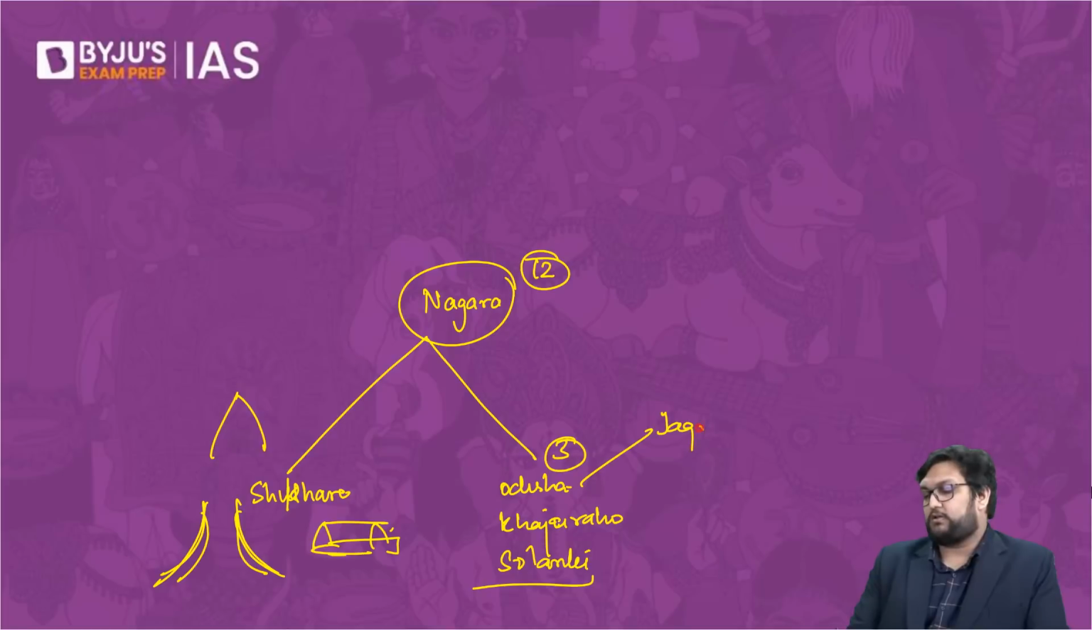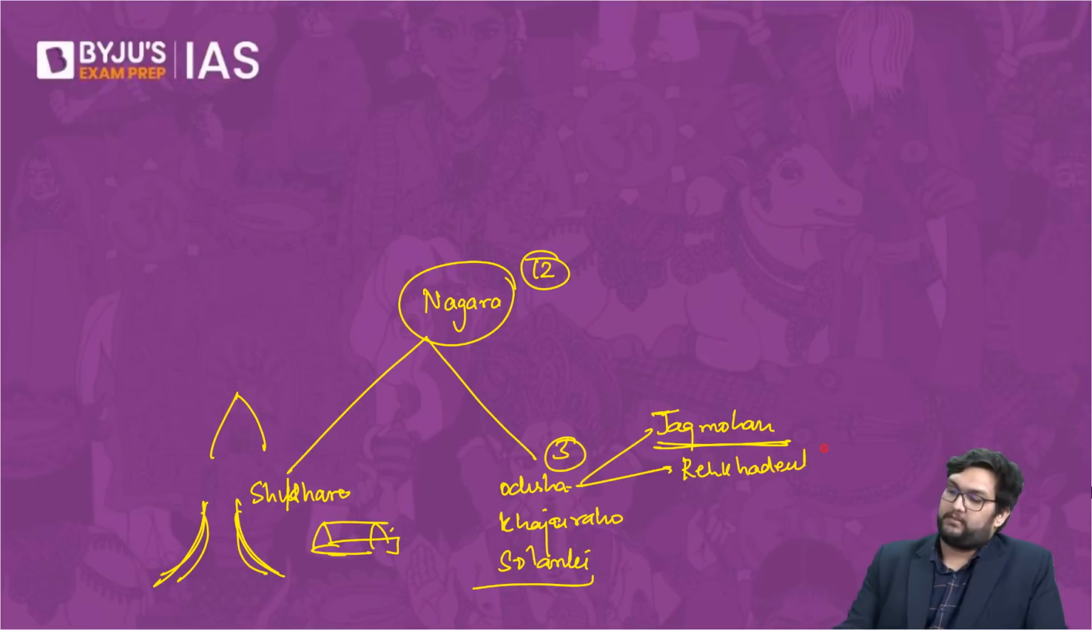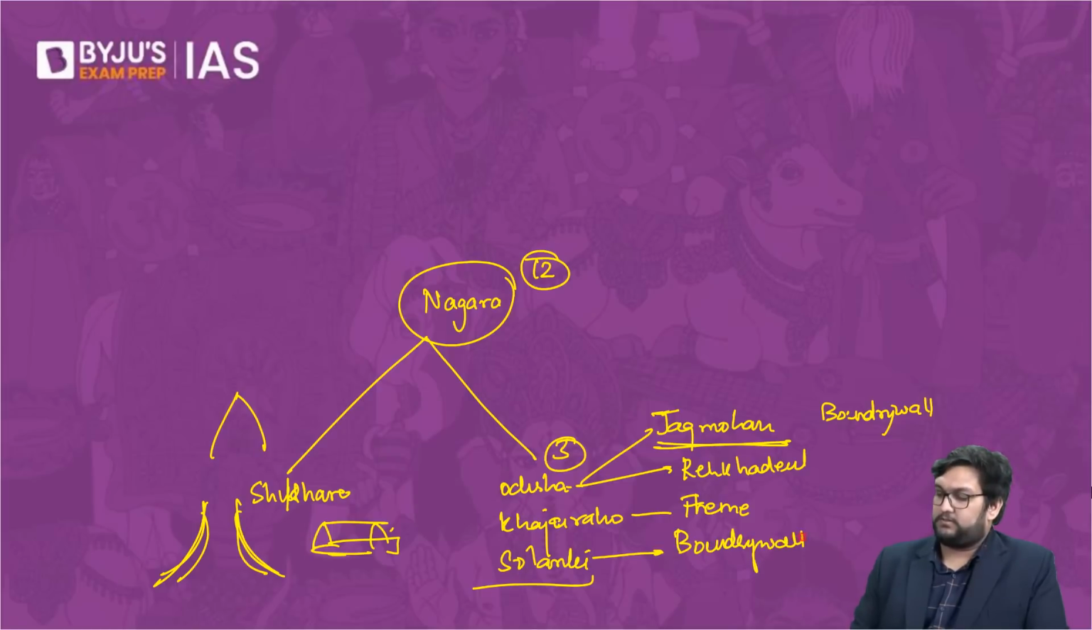Here it is Jagmohan. Here it is the concept of Jagmohan plus Rekhadul and boundary wall. Here it is the theme, and here it is the boundary wall plus entry gate and it may be water tank.